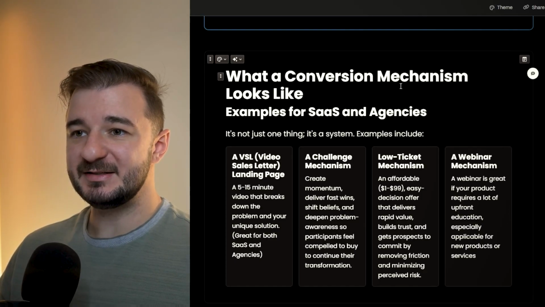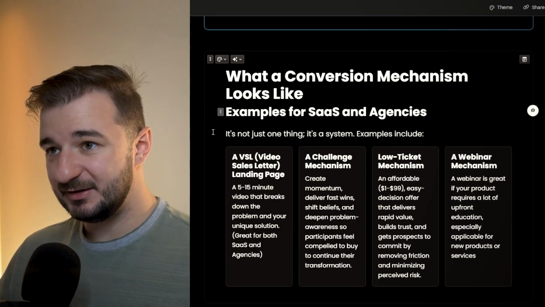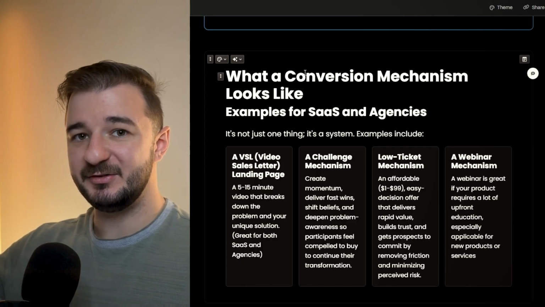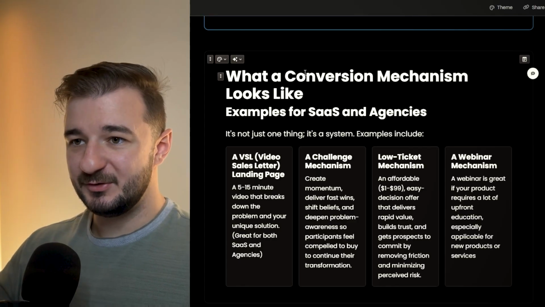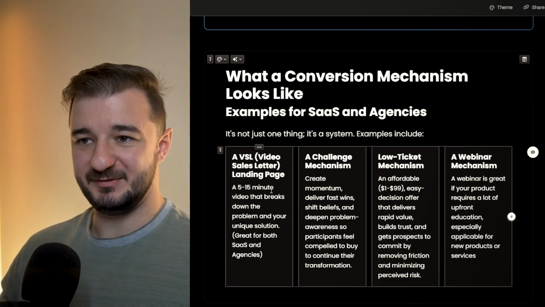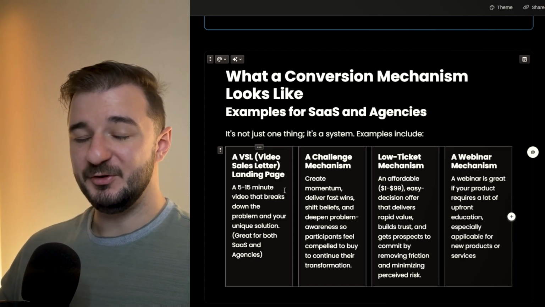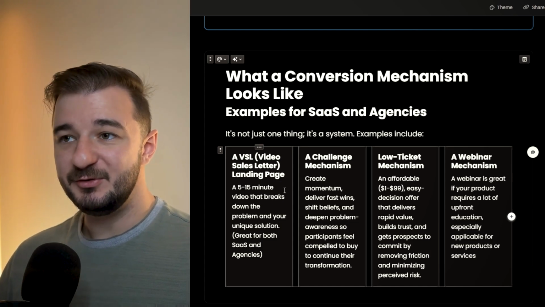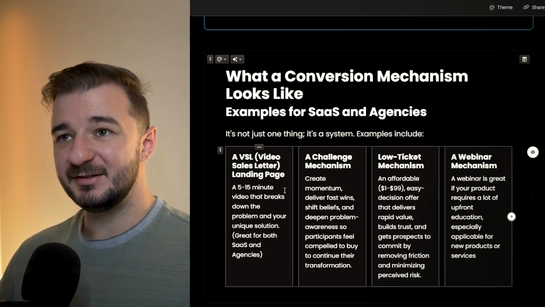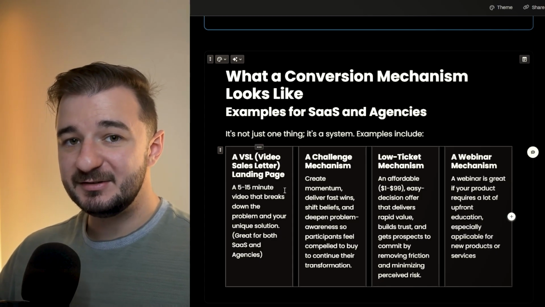The first one is a VSL landing page conversion mechanism. Again, I'd like to reiterate, all of these things, we place them after somebody clicks on your ad. This is just the next step. A VSL landing page is a 5 to 15 minute video that breaks down the problem and your unique solution. You talk to the customer, explain their situation, and explain how your product solves their problem, in such a way that it's obvious they have to take this call because they need your solution.